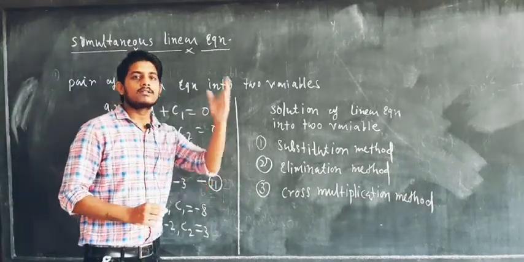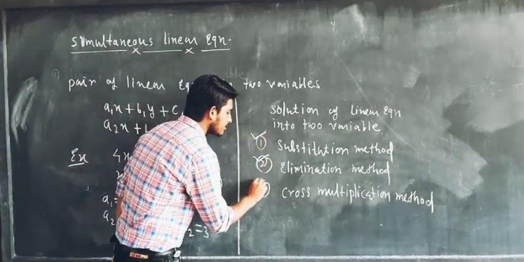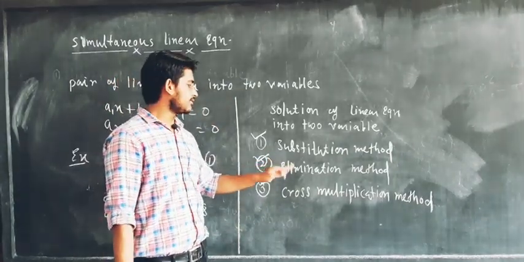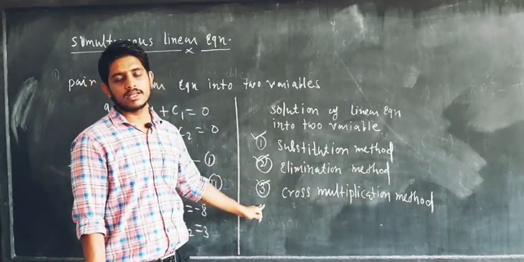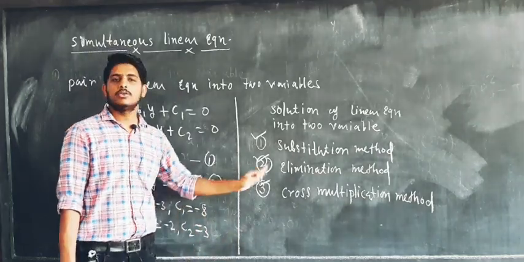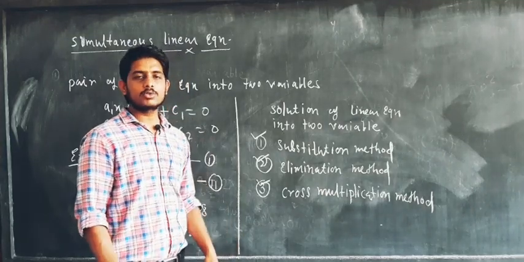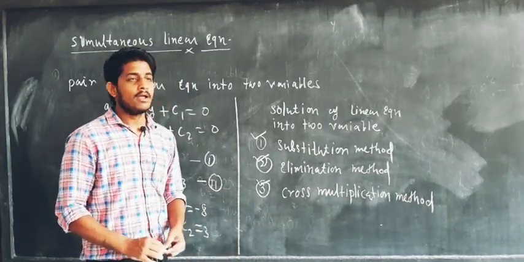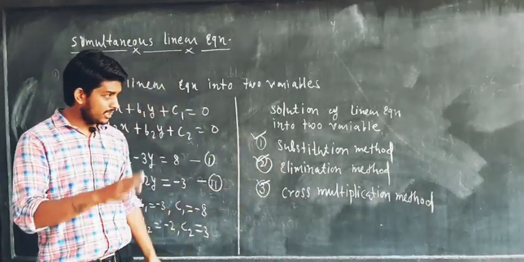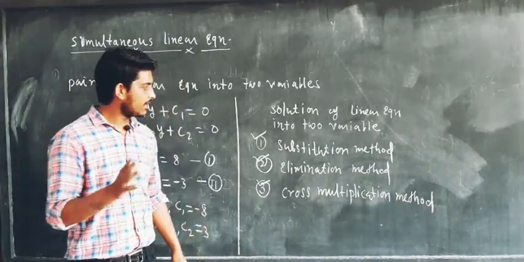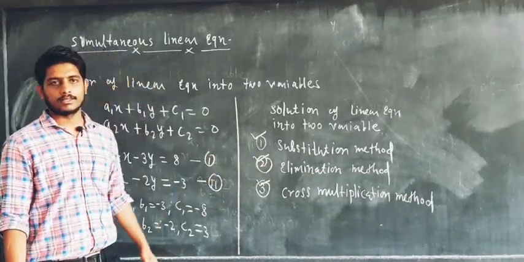We can find the solution of linear equations in two variables by three different methods. The first method is the substitution method, the second is the elimination method, and the third is the cross multiplication method. By any of these methods you can find the values of the variables, or the solution of the linear equations in two variables. I will explain each one by one. Don't worry about it. So now we're going to start with the substitution method.